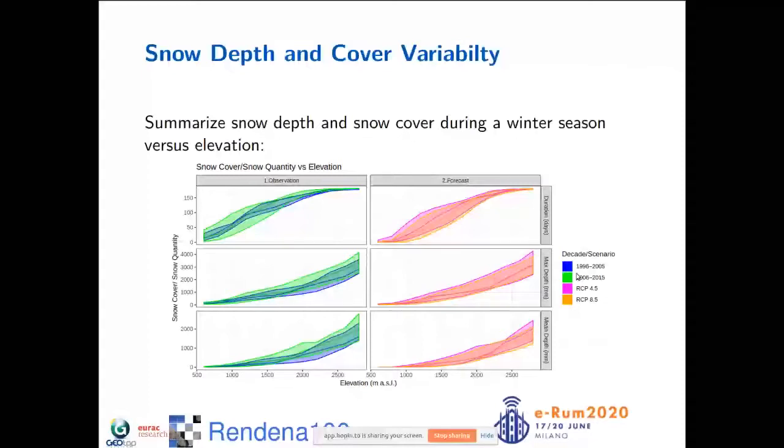As the physical result, you can see that the snow depth increases its variability at elevations of 1,500 meters in the future due to climate change. Then I finish my presentation.